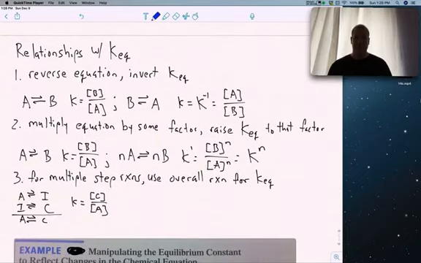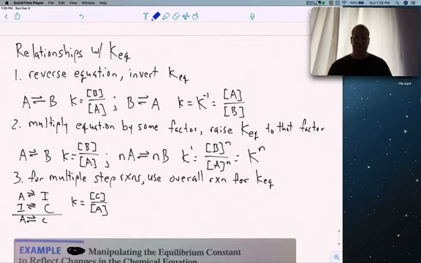So, relationships with the equilibrium constant. If you reverse the equation, you invert the equilibrium constant. If A is going to B, the K is products over reactants. If you switch the equation, so B, which was a product, is now a reactant going to A, it's going to flip the equilibrium constant. If you multiply the equation by some factor, you raise the equilibrium constant to that factor. So if you have A in equilibrium with B, and then N of A with N of B, that's going to be the equilibrium constant raised to the N power.